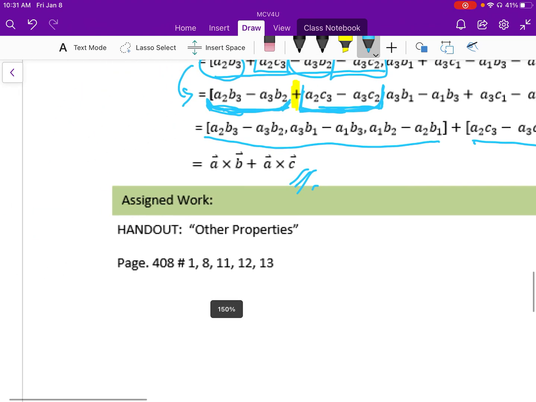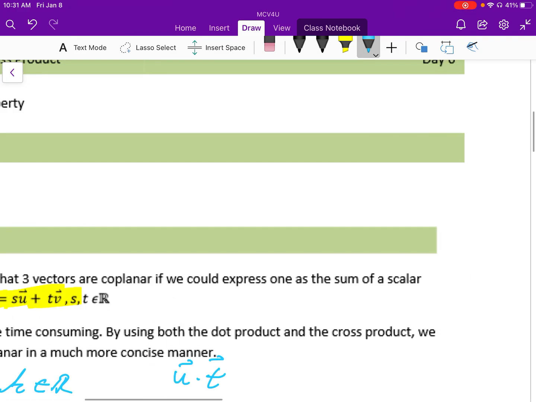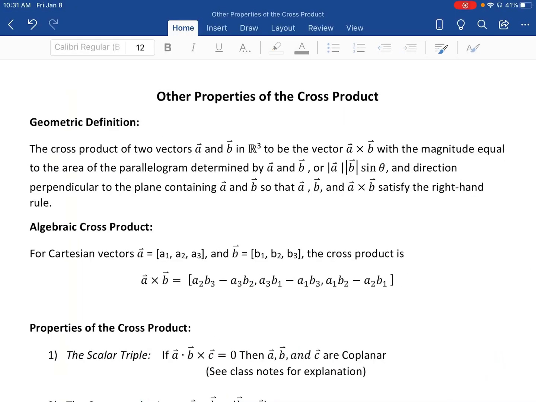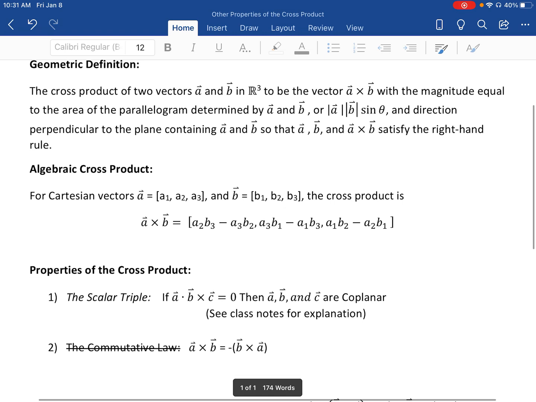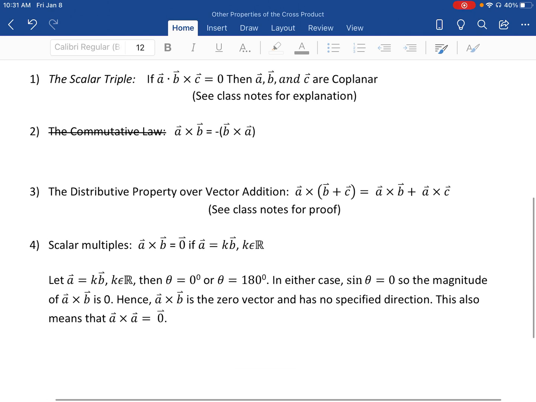All right. Now I do have another handout that's at the top of this page, okay, for you to take a look at. It's got a lot of the same properties as before. This is the handout itself. It describes what we have. It's a general overview of the cross product itself, what it is geometrically, algebraically. All right. We have the scalar triple. We already know one of the properties that it doesn't have is the commutative law. So that's why we put a line through it. Does not hold true, right? It is not true. Okay. We just proved the distributive property over vector addition.